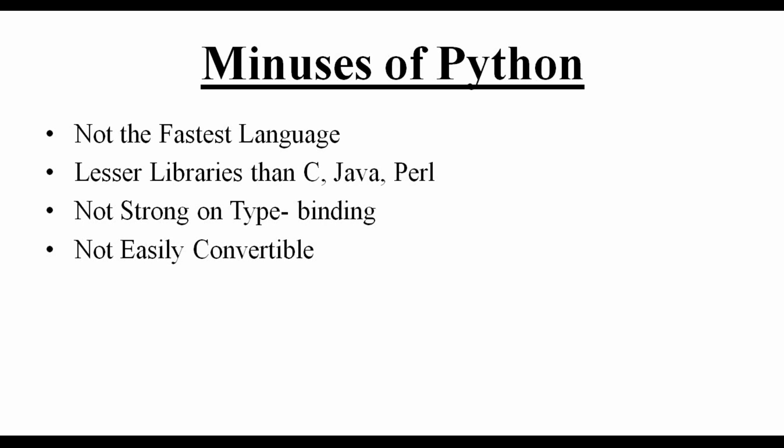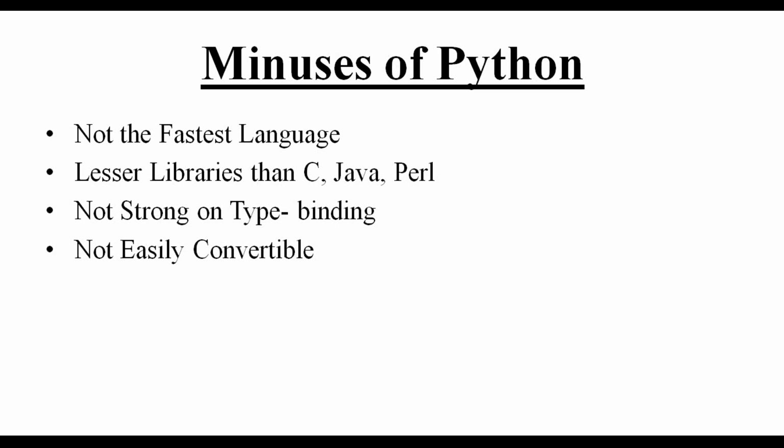But here in the Python language, it interprets one line at a time. That's why it is not a fast language. Is it clear? The second drawback is fewer libraries than C, Java, Perl. Python has libraries, but it has fewer libraries than these languages, which cover many types of applications, like C, Java, or Perl. Is it clear?